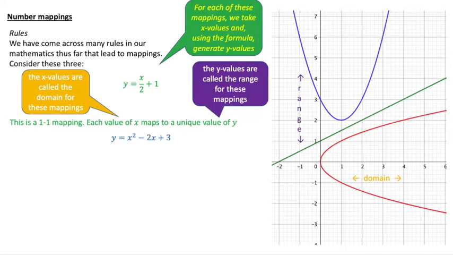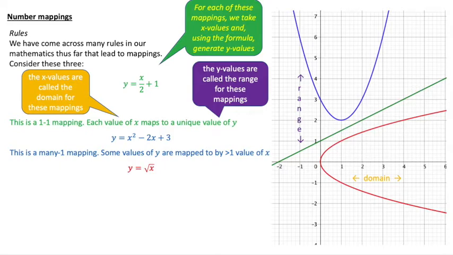Okay, looking at the blue graph, and as you've probably spotted, that is a quadratic, so that's y equals x squared minus 2x plus 3. Now this is a many to one mapping. Some values of y are mapped to more than one value of x. In fact, all the values of y that are mapped to, apart from the number 2, which is at the minimum there, are mapped to by more than one value of x. So if we take, say, the y value 3, we are mapping to 3 from 0 and from 2. And if we took the y value 6, that is mapped to from minus 1 and from 3. So this is a many to one mapping.